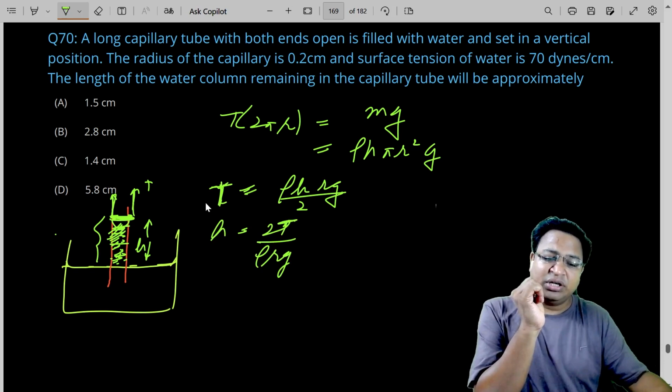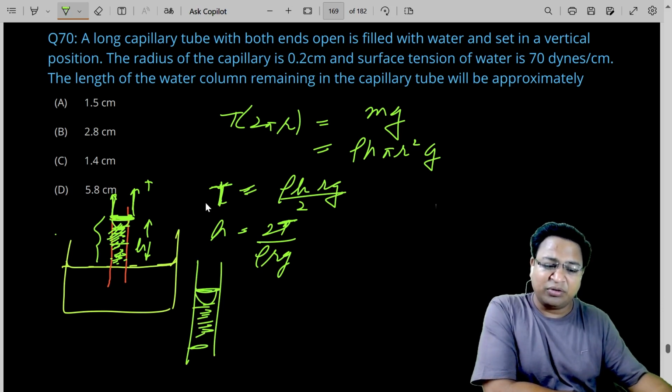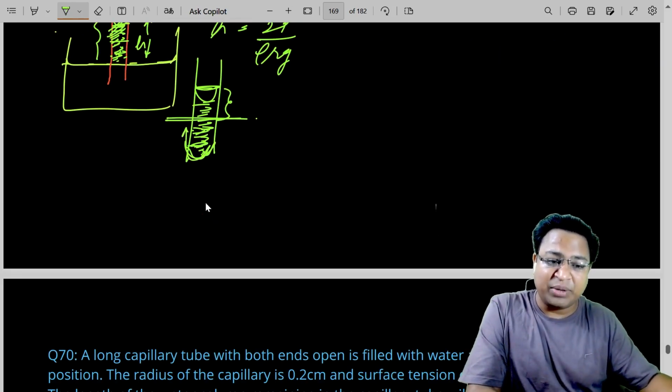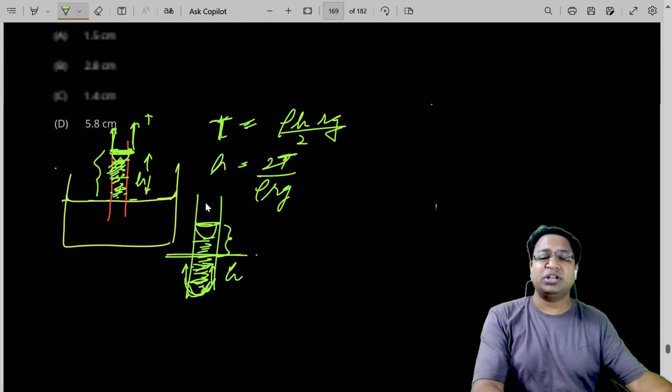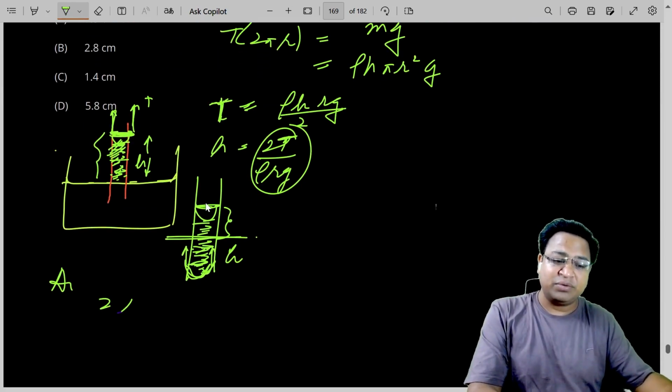2T by rho r g. Now, if the tube is open at both the ends, then a meniscus would be formed on both the sides, and whatever amount of weight only one part was able to bear, the surface tension at these points will also be in the upward direction, so that will also bear an additional h height. So the answer here would be twice of this. Okay, so it would be 2 into tension.